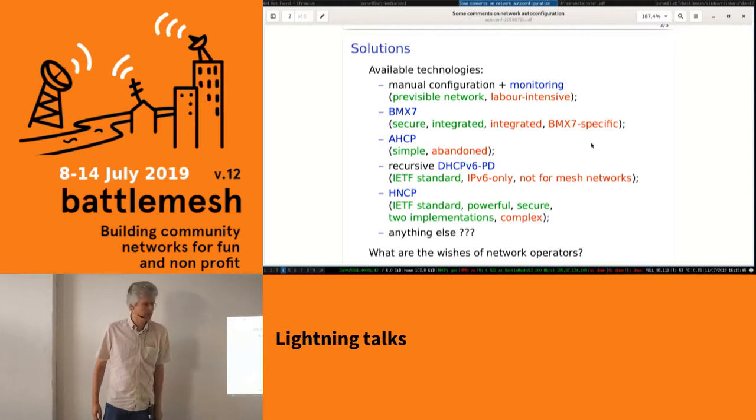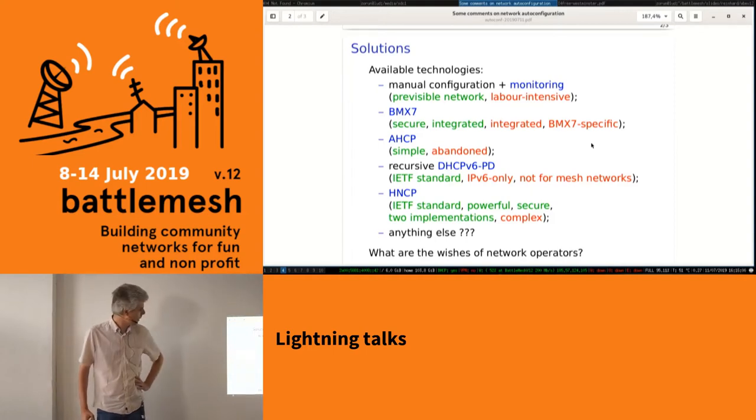A long time ago, I worked on a very simple auto-configuration protocol for mesh networks. It worked pretty well. It had the right properties. It was simple, but it has been abandoned, because it didn't have some features.